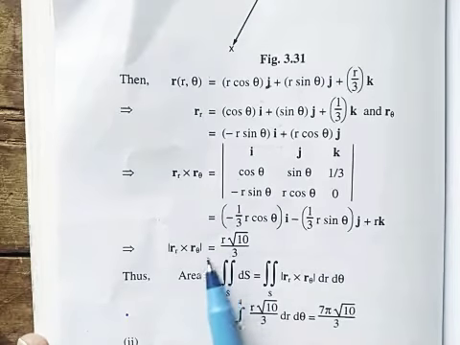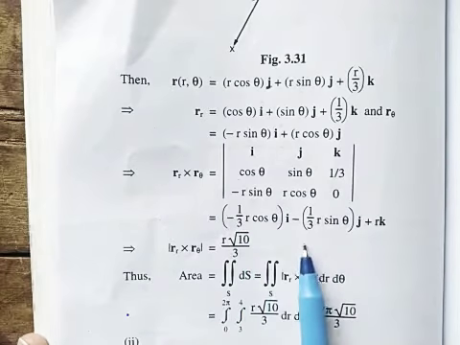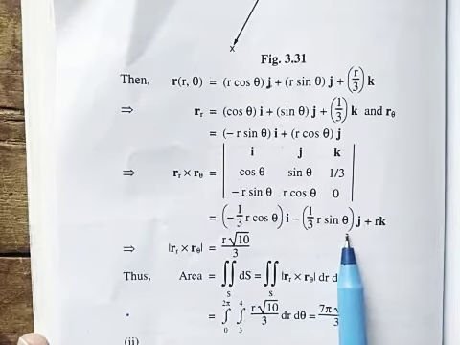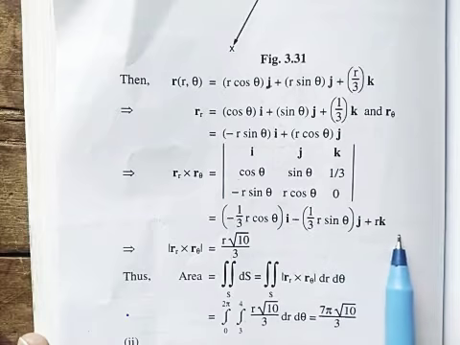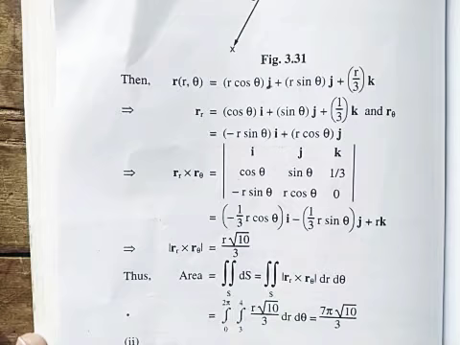So its modulus will be square root of 1 upon 9 r square cos square theta plus 1 upon 9 r square sin square theta plus r square, and finally that value becomes r root 10 upon 3.